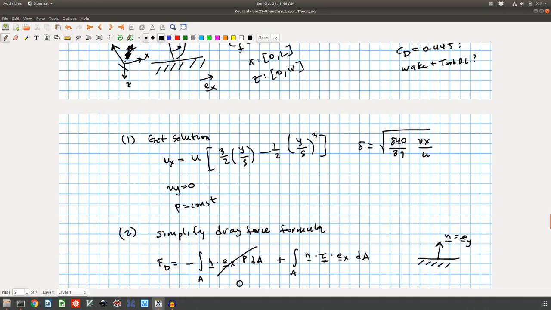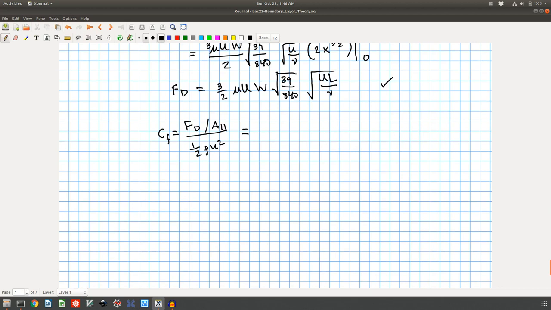So that's A parallel, just that rectangle. So that's going to be 3/2 mu u w square root of 39 divided by 840 square root of u l over nu. And then I'm going to multiply by 1 over LW, and then 2 over rho U squared. Now I start canceling things. U cancels the 2. 2 here cancels that 2. The W cancels there. Okay.